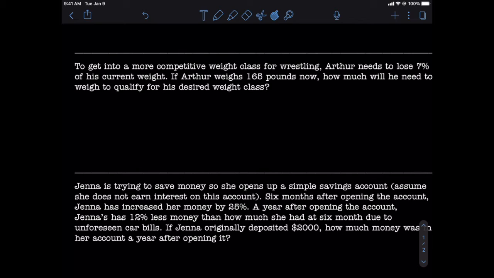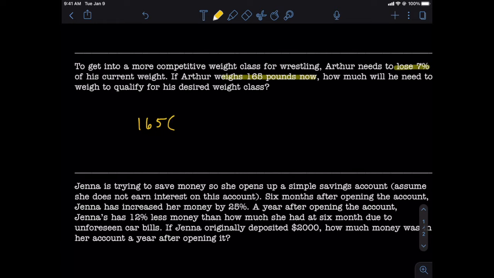To get into a more competitive weight class for wrestling, Arthur needs to lose 7% of his current weight. If Arthur weighs 165 pounds now, how much will he need to weigh to qualify for his desired weight class? Again, a few important pieces of information should stand out to you. To start, I see that Arthur needs to lose 7% of his body weight, and his current weight is 165 pounds. To lose 7% implies that we need to use the percent decrease formula.